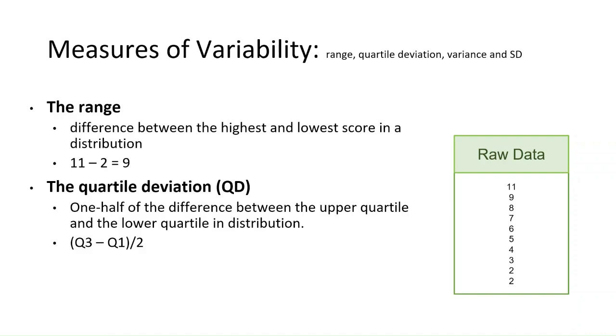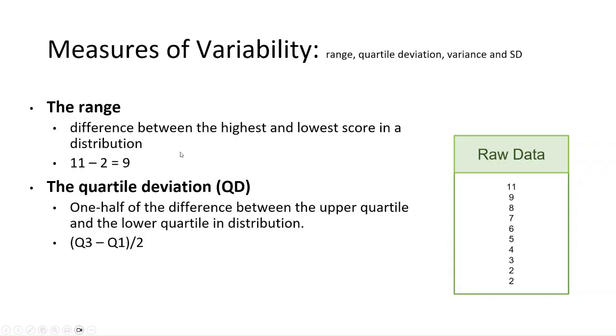Some of the most common ones include the range, quartile deviation, variance, and standard deviation. Let's go over each one briefly. First, we have the range. The range is the simplest measure of variability because you just subtract the lowest value in your data set from the highest value. For example, in this raw data set, the smallest number is 2 and the highest number is 11, right? So the range is 11 minus 2, which is 9.